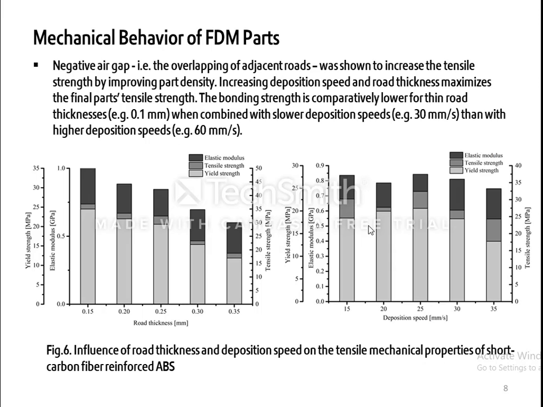Regarding the mechanical behavior of FDM parts, starting with the negative air gap, which is like the overlapping of the adjacent rods, it was shown to increase the tensile strength by improving the part density, as shown in the figure, where increasing the deposition speed and rod thickness maximizes the final part's tensile strength, and the bonding strength is comparatively lower for the rod thickness when combined with the slower deposition speed than with the higher deposition speeds.